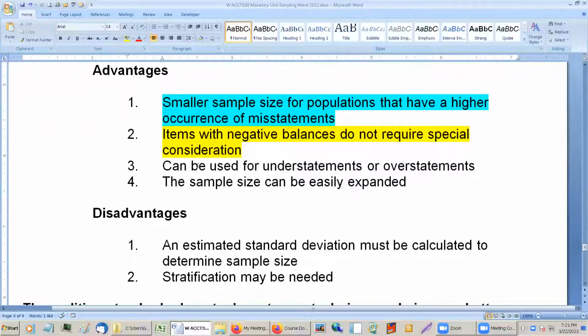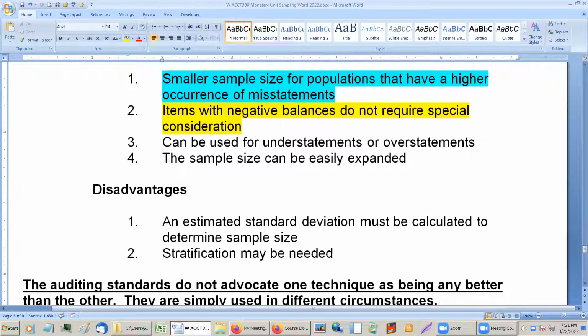You put a negative number into the proportional size method, you don't really know what to do with it. Zero is one thing, but put in a negative number, it has difficulty with it. And I'll be honest with you, I'm not even sure what you do with it. I would guess you put it in as a zero, but I guess it depends how much it's understated. Okay, the really great thing is this. Can be used for understatements or overstatements.